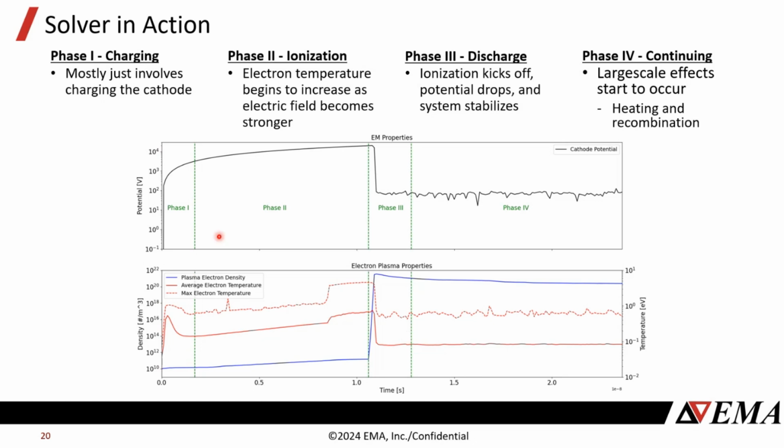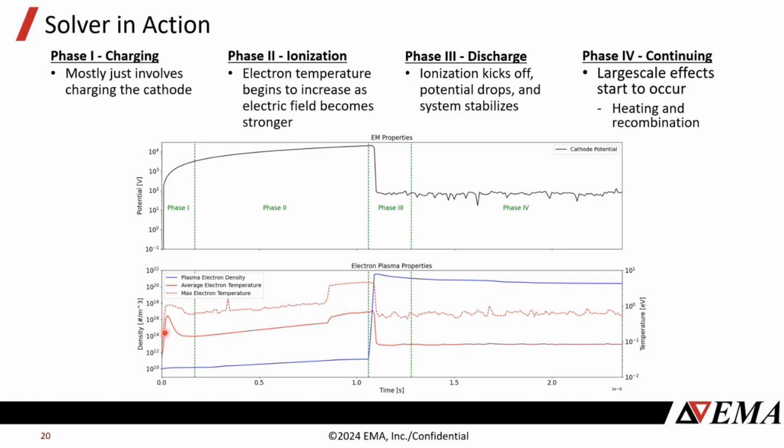Before I get into this, I'll explain this plot real fast. This is from an example model, which we'll actually see in a later slide. The top plot here is just showing the potential on the cathode, and then this bottom plot is showing the plasma properties for the electrons. The blue line represents the density, with the y-axis on the left-hand side showing you the values. And then the red line is the temperature, with the y-axis on the right-hand side showing you the values.